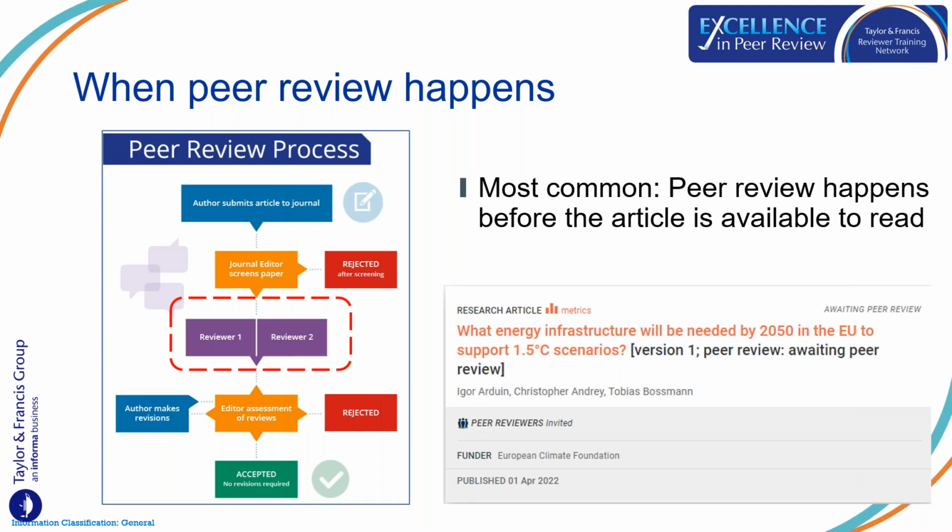So those are the three kind of factors that might come into account when you're thinking about the type of peer review that you might be encountering. Who knows who, when peer review happens, and whether or not the reports are published.